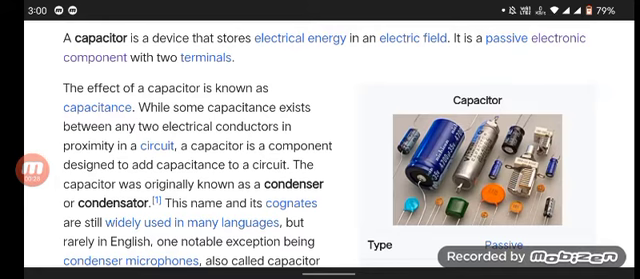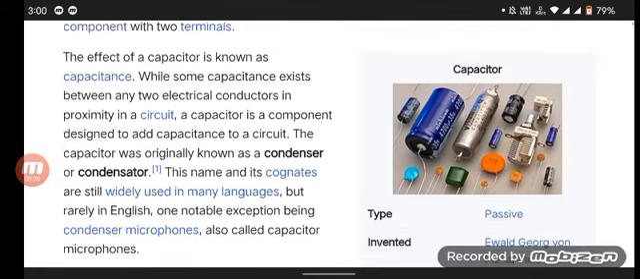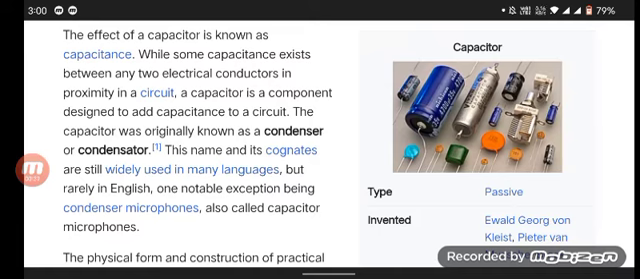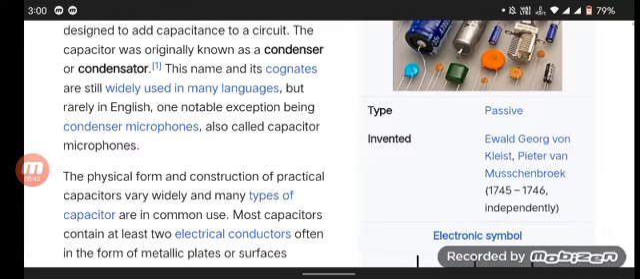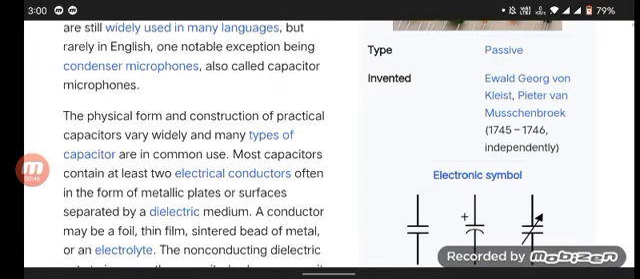The capacitor was originally known as a condenser or condensator. This name and its conjugates are still widely used in many languages, but rarely in English, one notable exception being condenser microphones, also called capacitor microphones.